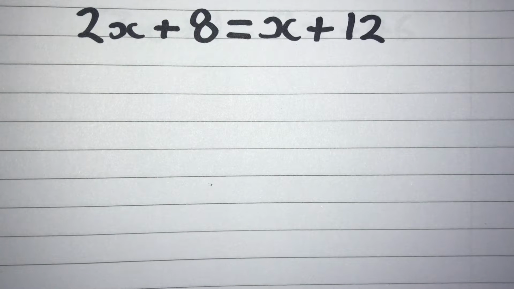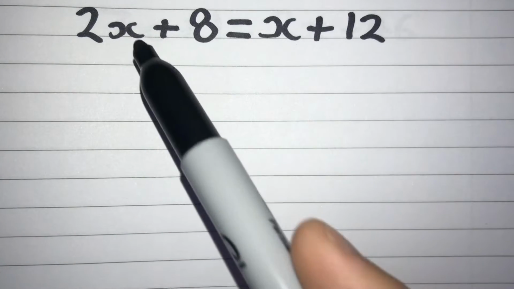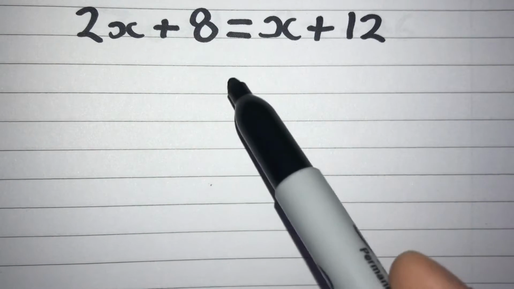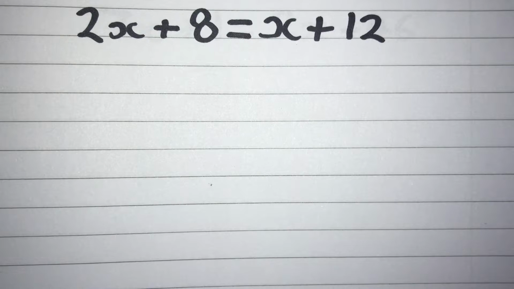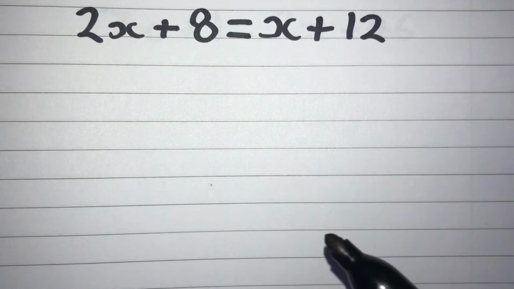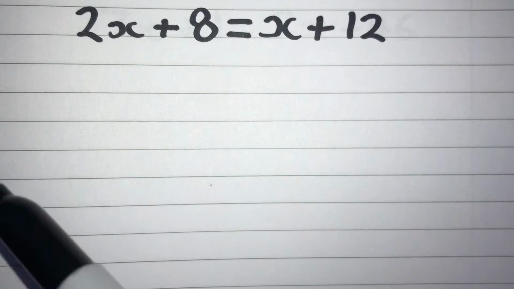So in this video we're looking at equations like this one here where we've got an x on both sides of our equal sign. So in this one we've got 2x plus 8 equals x plus 12 and we want to solve to find out what x would be. Well, to do this, we first of all want to turn this equation into an equation where we've only got x's on one side of our equal sign.